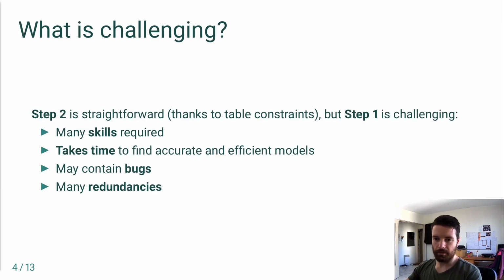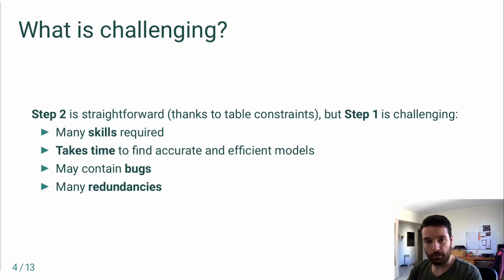So this process is great and it works quite well in most cases, but there's still one problem. While step 2 is quite straightforward to solve because it's very close to the original cipher, step 1 is quite challenging because we have to make sure that the abstraction we get is efficient, and this requires some complex models. To design such complex models, many skills are required because we have to be familiar with symmetric cryptography and also with constraint programming.